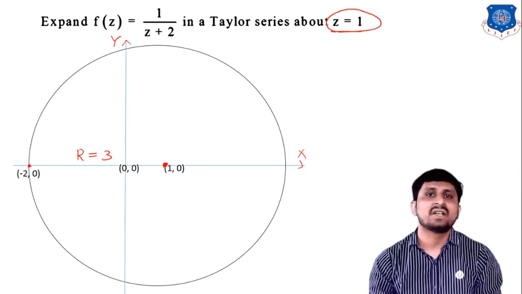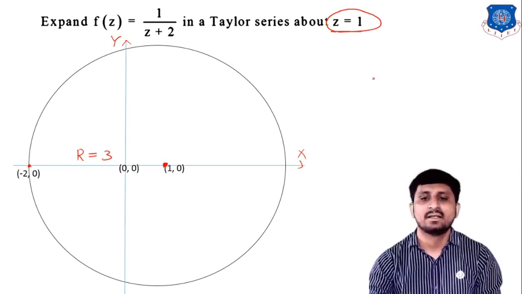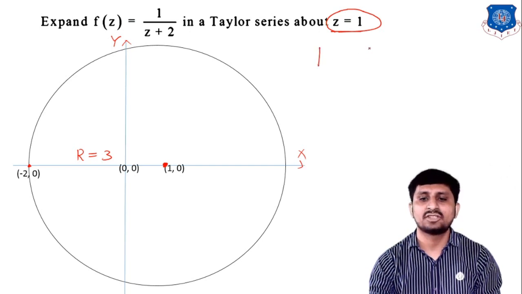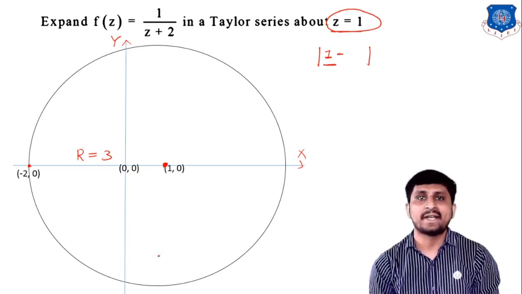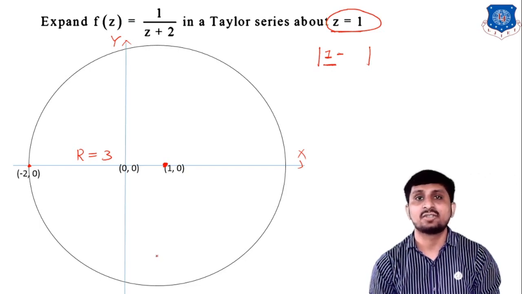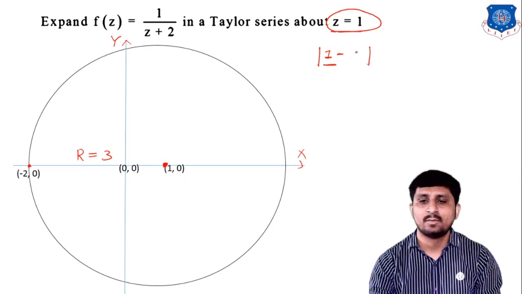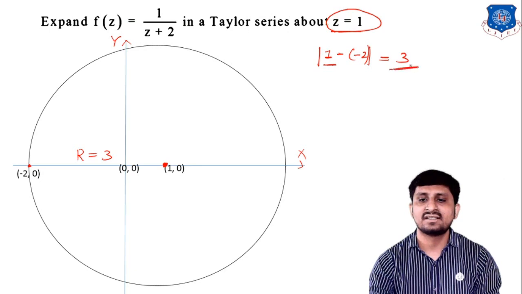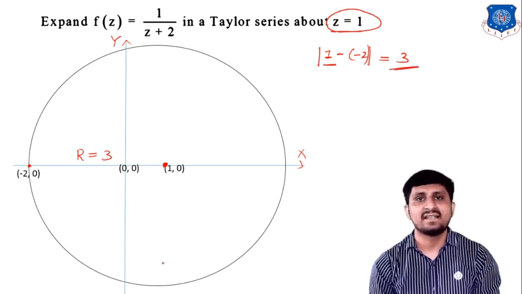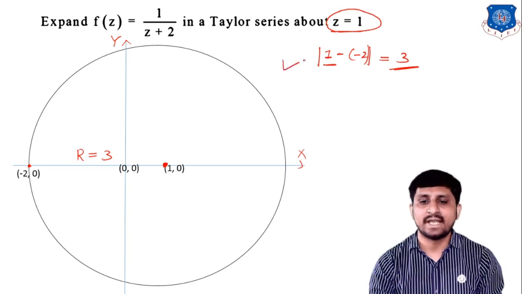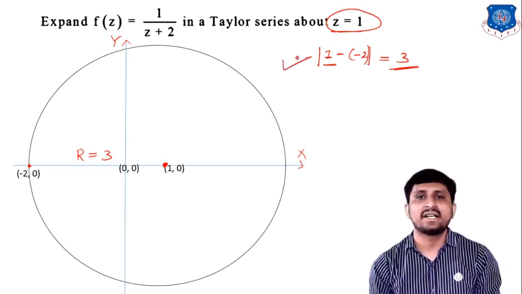Now there is another way to find the radius: find the modulus of the center point minus the point where the function is not analytic. What is my center point? Center point is 1. The point where the function is not defined is minus 2. So mod of 1 minus (minus 2) gives 3. So this is your radius. This is another way to find the radius of the circle.